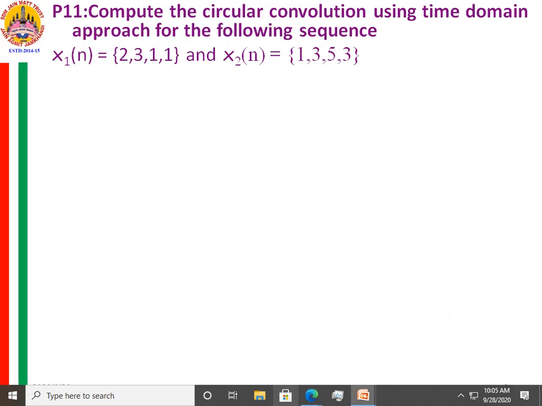So now first in the time domain, let us compute the circular convolution between these two sequences x1[n] and x2[n], where x1[n] is equal to 2, 3, 1, 1 and x2[n] is equal to 1, 3, 5, 3. Now how to obtain this?